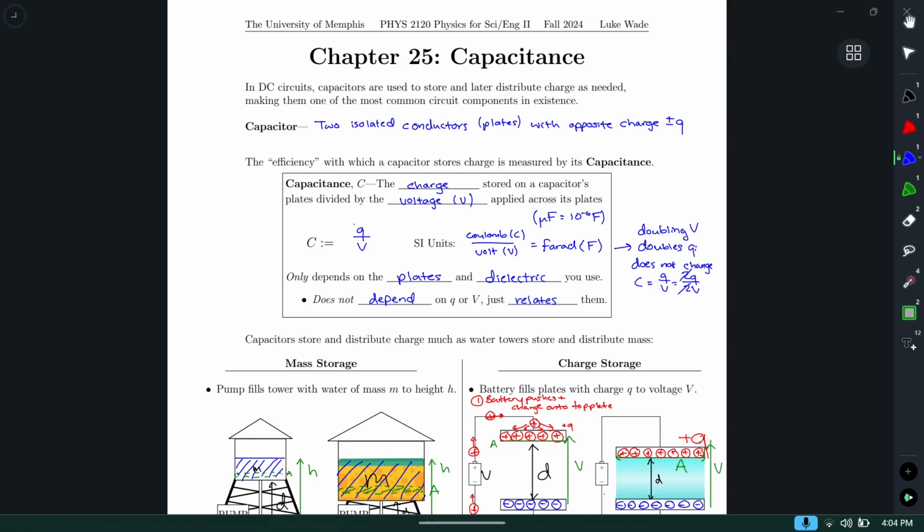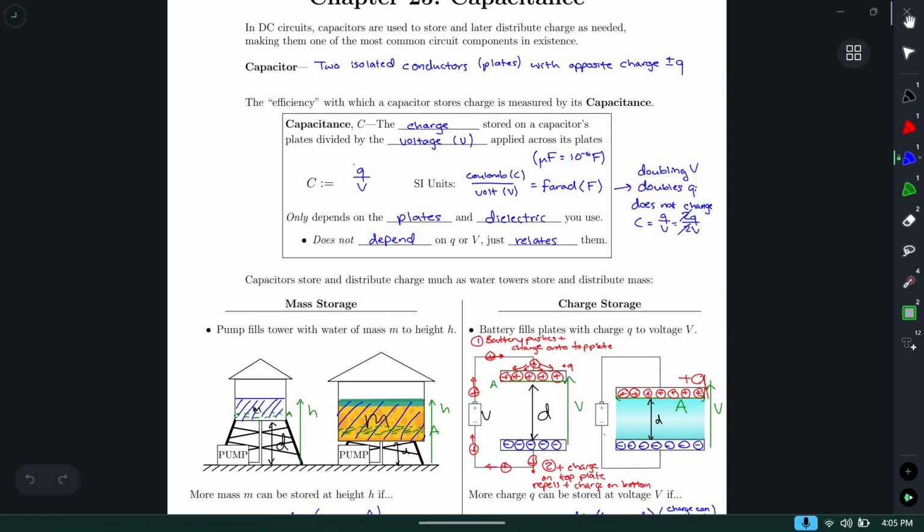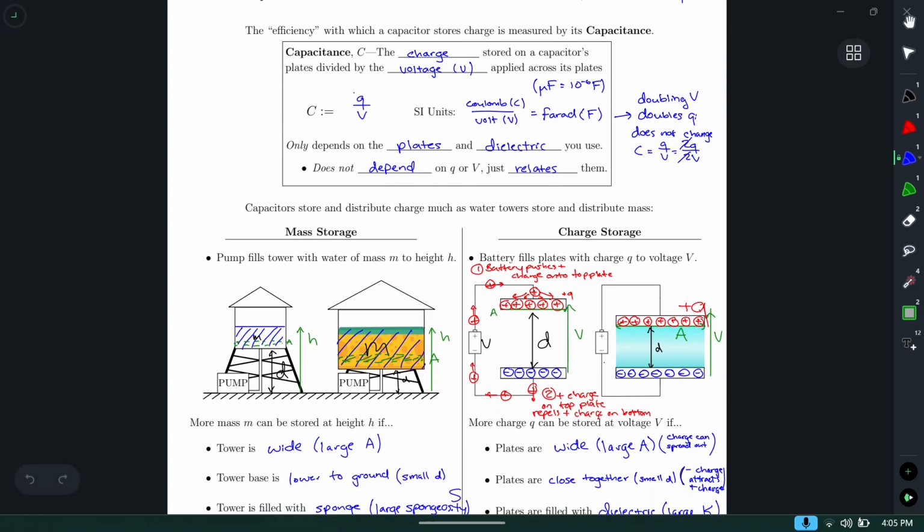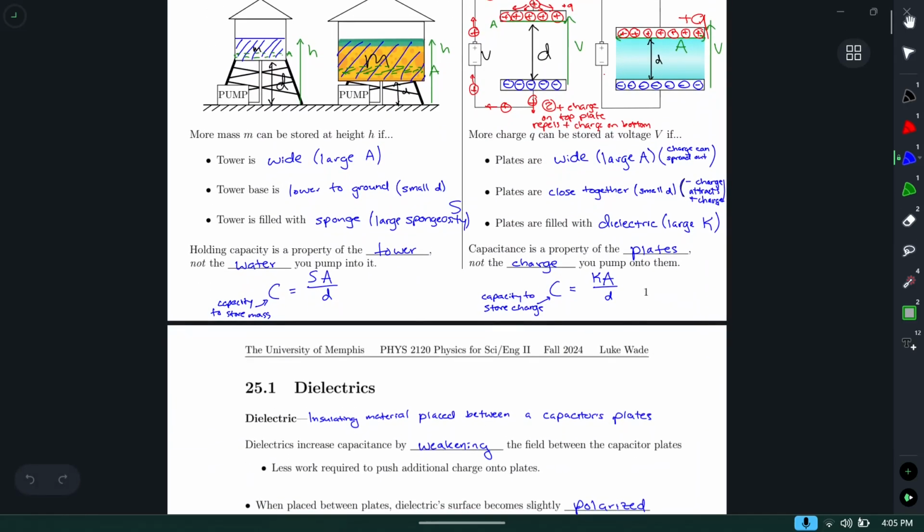And it will be a mix of multiple choice and calculation, about one third multiple choice as far as points go, and two-thirds calculation. So, chapter 25, capacitance.